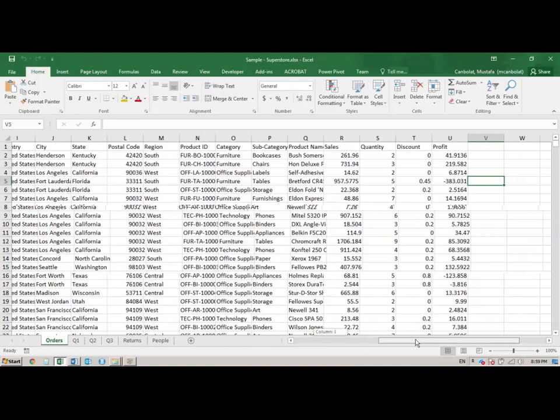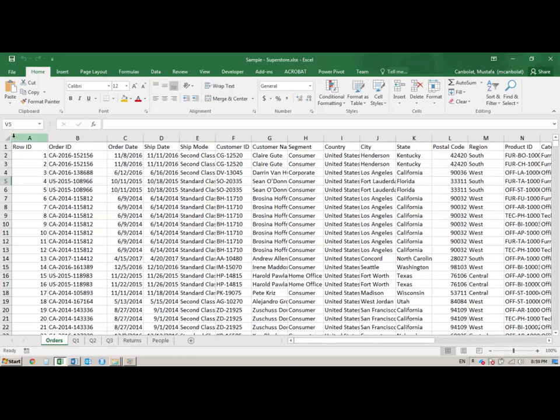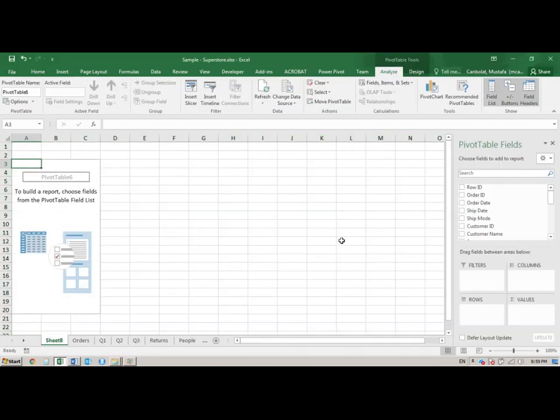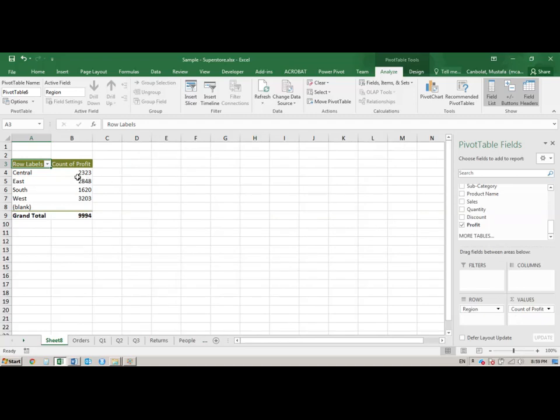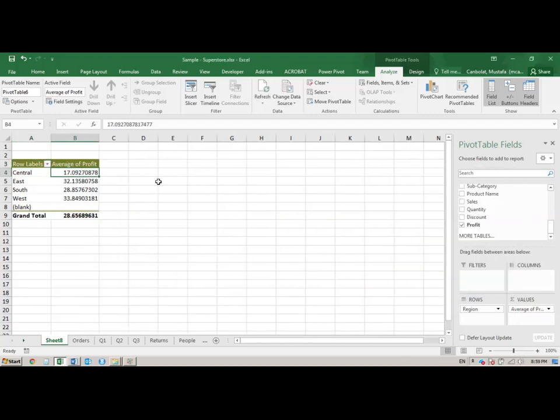First, we need to find out what the average profit is, and we can do that easily. You're just inserting a pivot table, and then we are going to take the regions, and then we are going to put the average profits in there. So instead of the counts, we will just take the average.